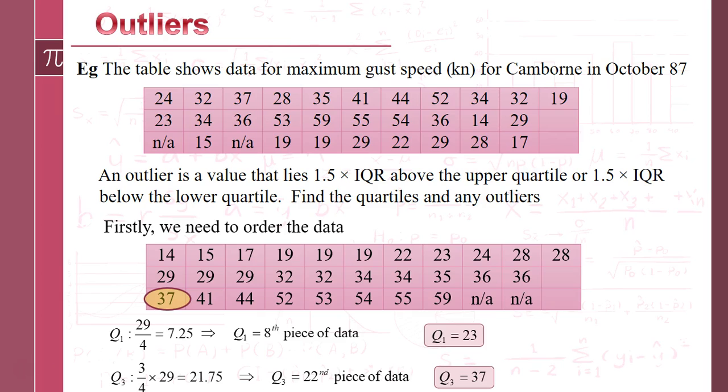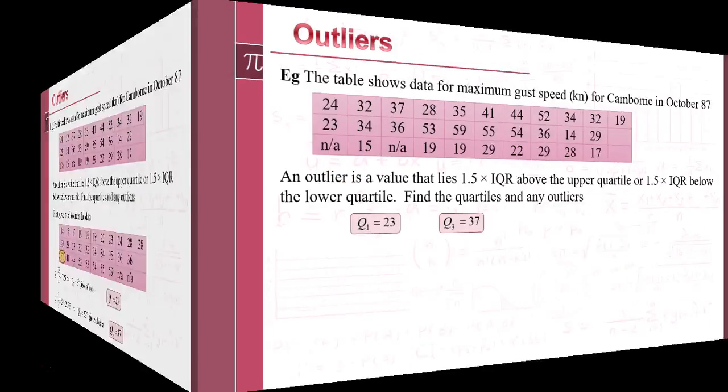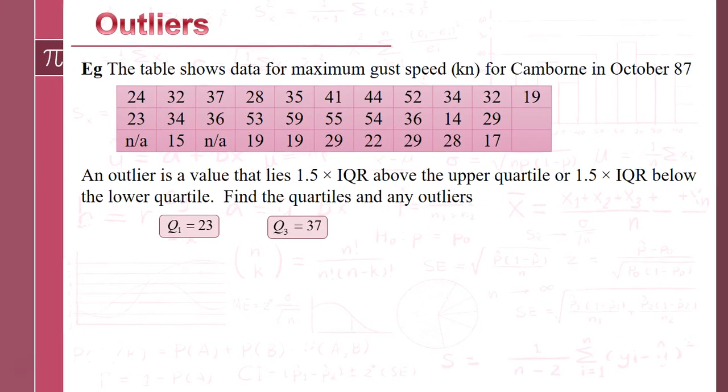So Q3 is 37. So there's our upper and lower quartiles. So on we go, and let's start now thinking about our definition of what an outlier is: 1.5 times the interquartile range. So the interquartile range is 14.